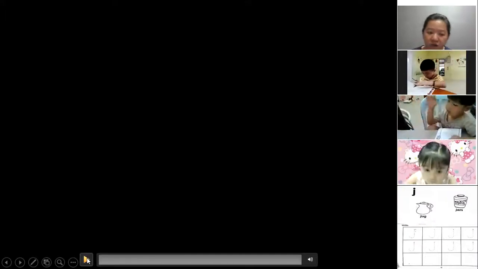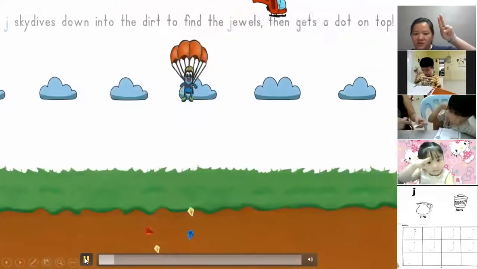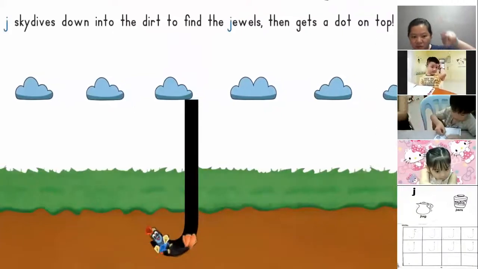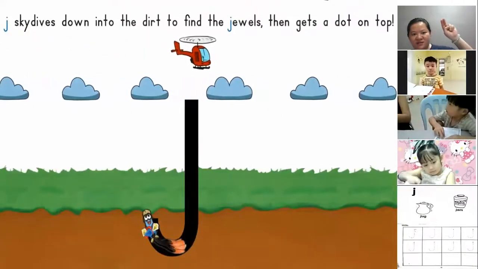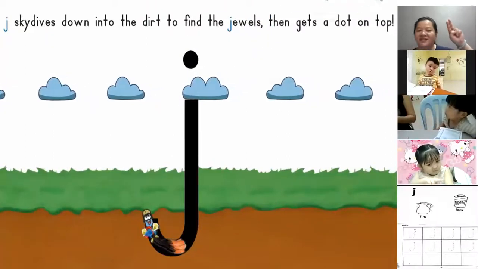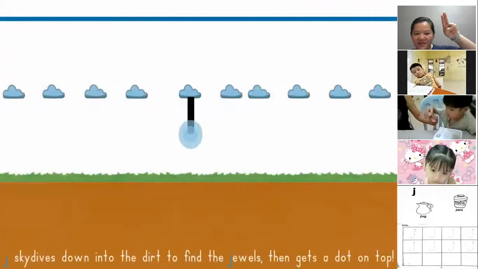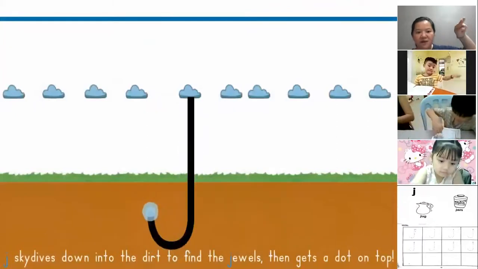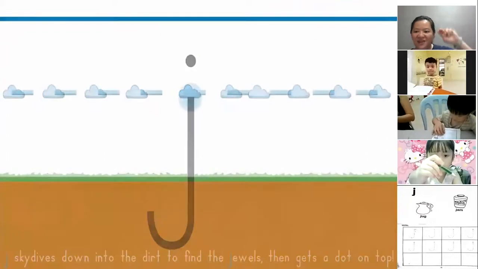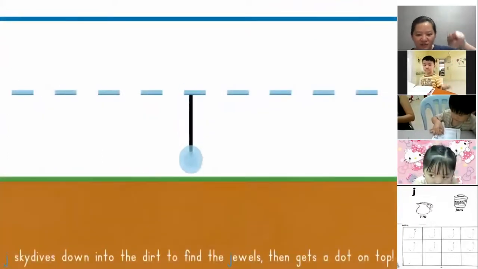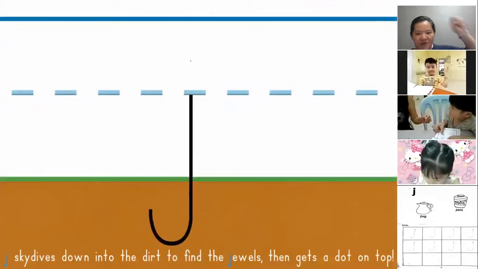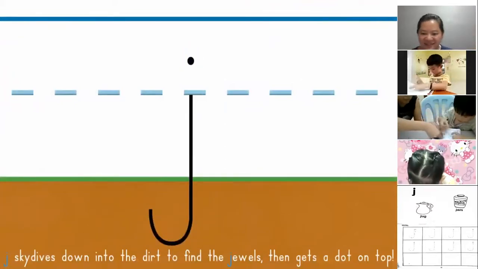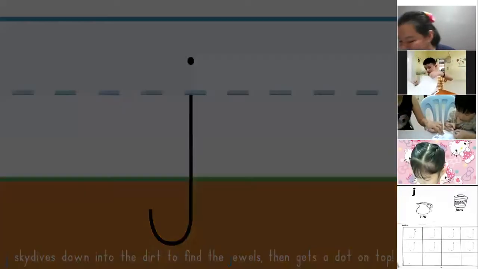Okay, let's see again how to write letter J. Children, you can use your finger to follow how to write the letter J. Use two fingers. J skydives down into the dirt to find the jewels. Think of the dot on top. This is how we write letter J.